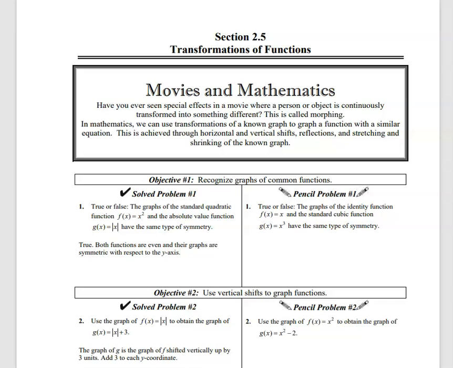Hello everyone, welcome to the section 2.5 notes where we are going to keep talking about functions and graphs, and specifically we're talking about transformations of functions. There are many types of transformations, but it means changing the graph. We can change the shape of a graph by... can you think of some transformations? What comes to mind first?